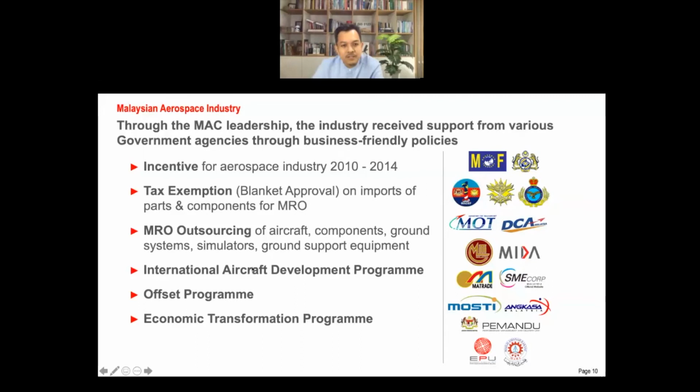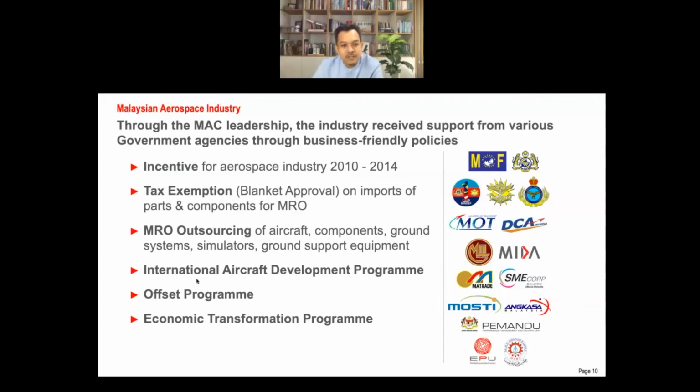And we also have the international aircraft development program. Some Malaysian aerospace manufacturing companies are involved in major international aircraft development programs. I can give an example here. One of them is the A400M. We got involved in the aircraft development program for the design and manufacturing of the undercarriage door for the A400M.